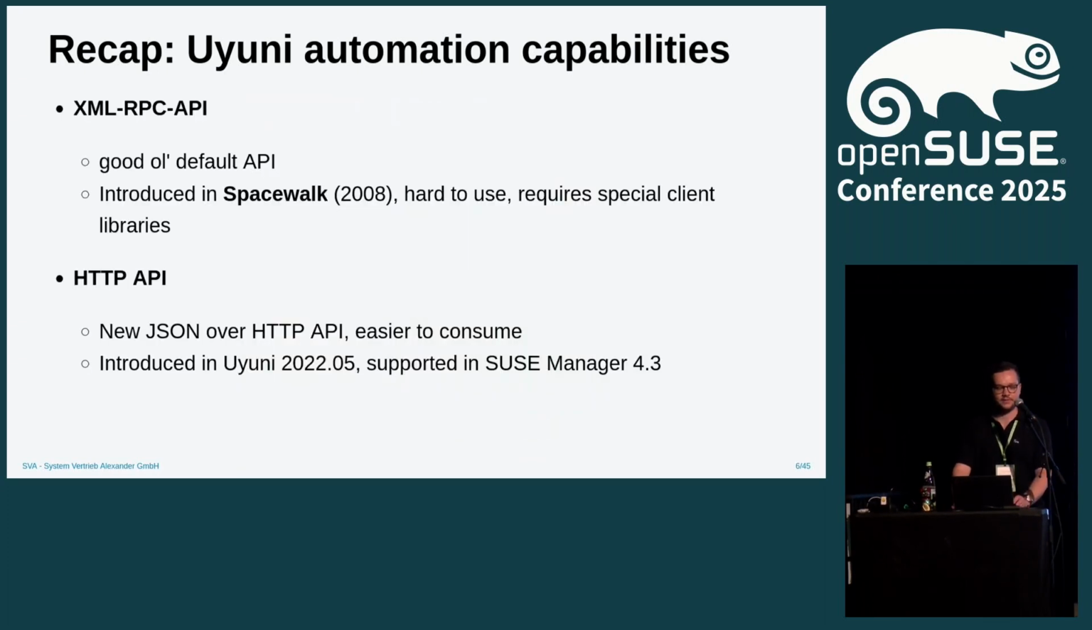So that's the good old default API that was introduced nearly 20 years ago. It requires some special client libraries. So there's a library for Ruby, there's one for Python. And a couple of years ago, the HTTP API was introduced. That's a new JSON over HTTP API that's way easier to consume. It was introduced in Uyuni 2022-05, and it started becoming supported in SUSE Manager 4.3. So it is proven now that you can use it for your production environments as well. And you can use it for writing your own scripts that do things using the API that is also documented.